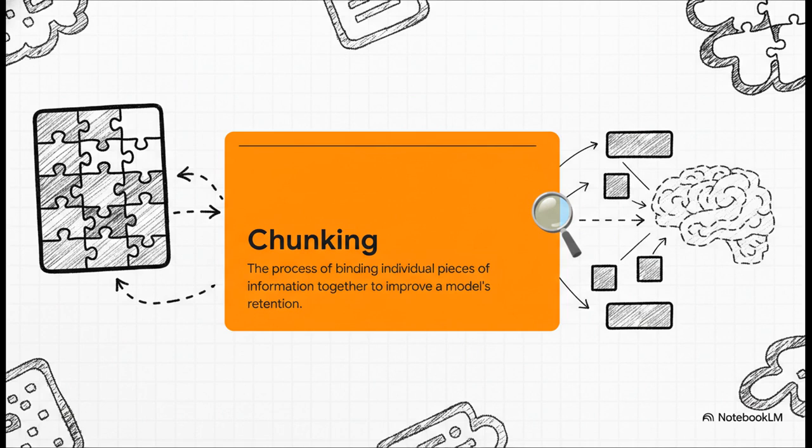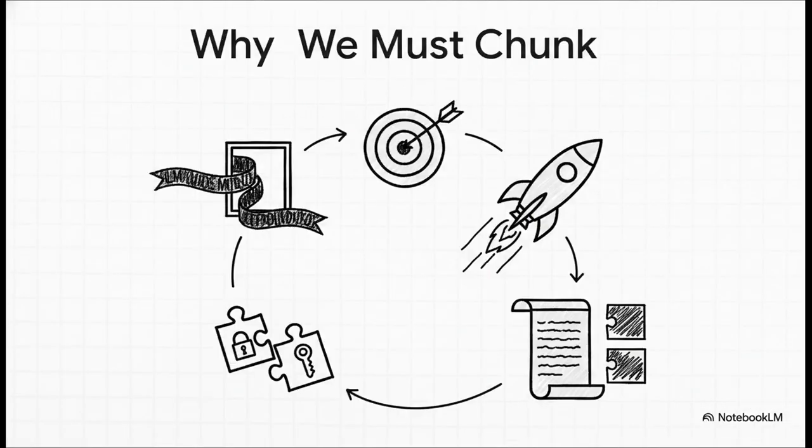Simply put, it's all about breaking down huge amounts of text into smaller, meaningful segments. You can almost think of it like you're creating really good study notes for your AI. The whole point of these chunks is to help the model hold on to information and just work way more efficiently. So why is this so critical? I mean, really, what's the big deal?